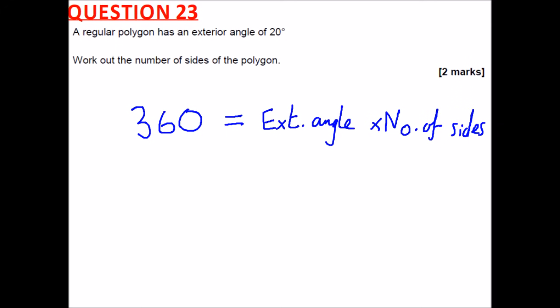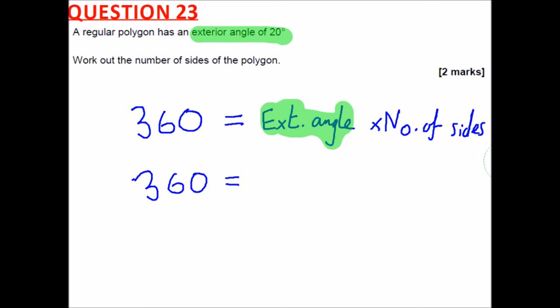So what we need to do now is to put numbers into this equation. So 360 equals the exterior angle, but we're told what the exterior angle is. The exterior angle for this one, we were told, was 20. And so 360 equals 20 times the number of sides. Let's just call it n.